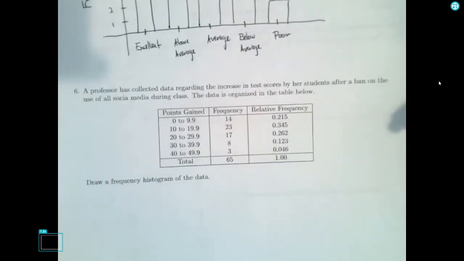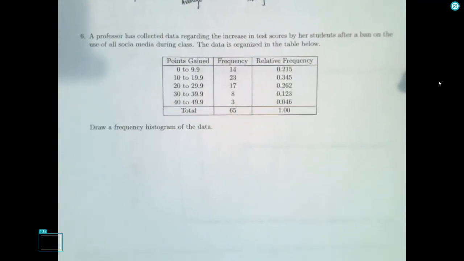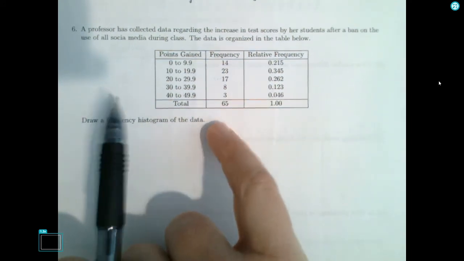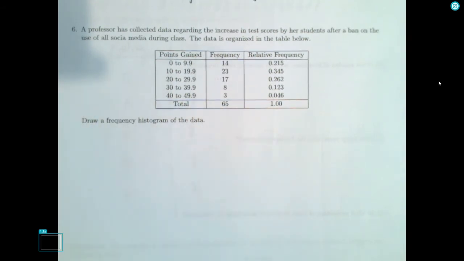Let's do another one. This one we'll do from scratch. It says, a professor has collected data regarding the increase in test scores by her students after a ban on the use of all social media during class. The data is organized in the table below. So I guess the idea is that if you're not allowed to look at social media during class, then you'll actually pay attention and learn something. Well, maybe not, right? But this is the data that was collected, and it's already been organized into a frequency table for us, so that's nice.